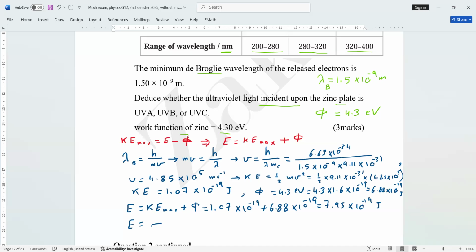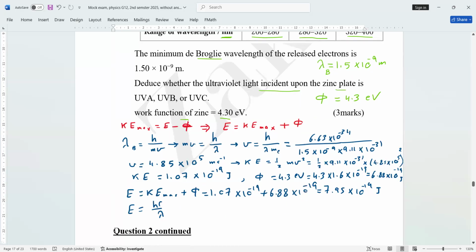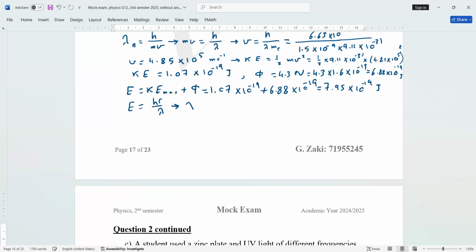The energy equals hc over lambda. Then we can calculate lambda. Lambda is the required quantity. Take care: it is not the de Broglie lambda. This is the lambda of the incident wave. From this, we can rearrange, so lambda equals hc over E. h is 6.63 times 10 to the power negative 34 multiply c, the speed of light, 3 times 10 to the power 8, divided by E, 7.95 times 10 to the power negative 19.